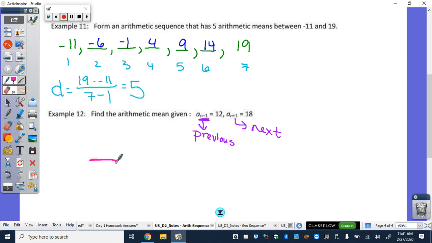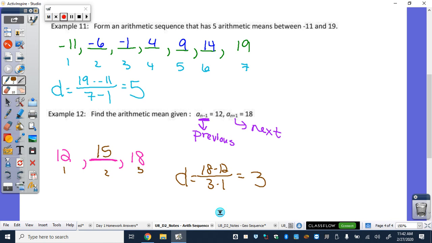So if I am sitting in a space, my previous term is 12. My next term is 18. So pretty much there's just one number in between those two. So we have our previous, we have our next. We're looking for what we refer to as the current one. So again, this is term 1 and 3 that we know, so we can get our common difference using that slope. So what is our common difference there? 3. So our arithmetic mean is 15.